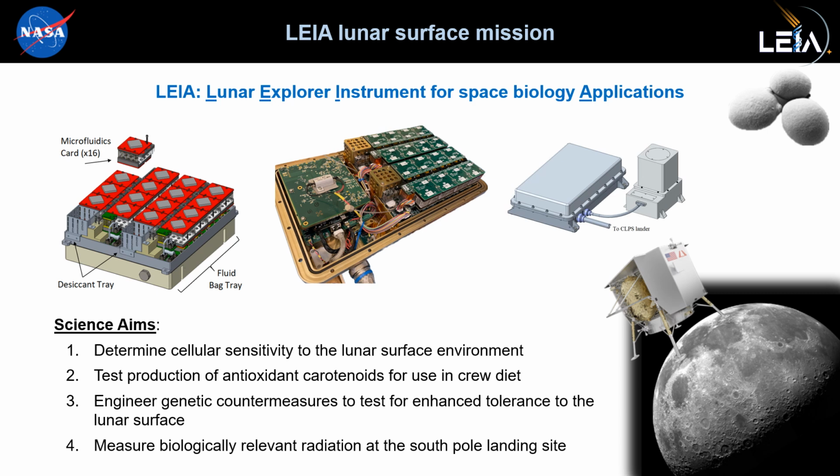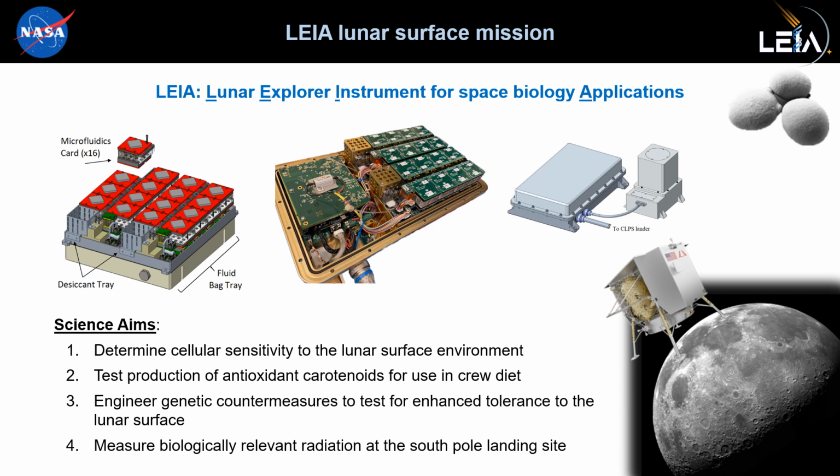The second one is bioproduction, or biomanufacturing. We want to understand the effect of this lunar surface environment on the production of something, in this case, antioxidants or carotenoids. The third one is how the biology responds to the lunar environment using what is called genetic countermeasures.